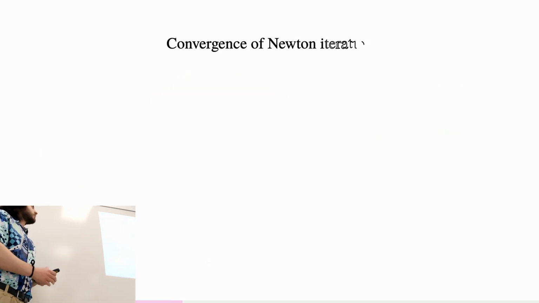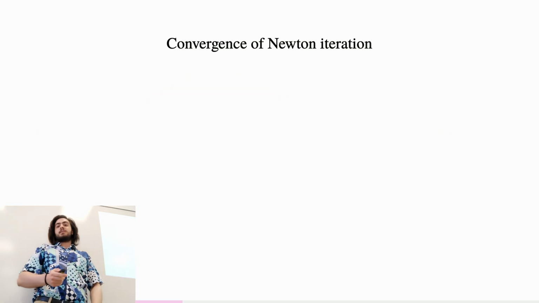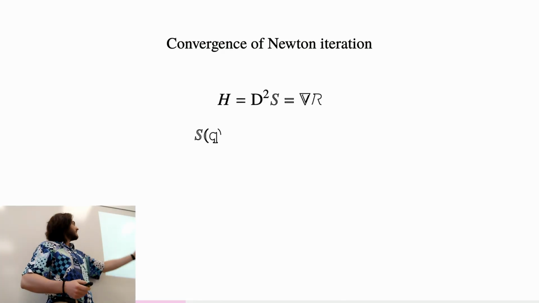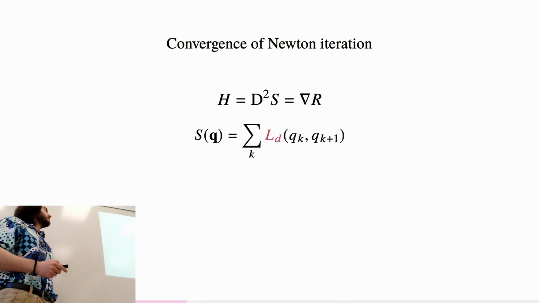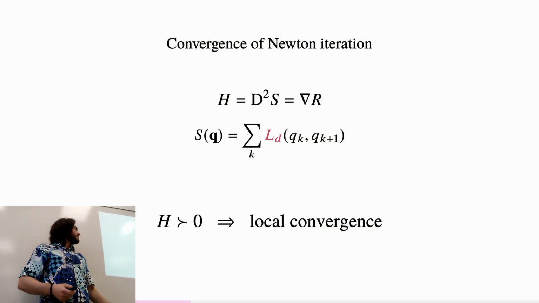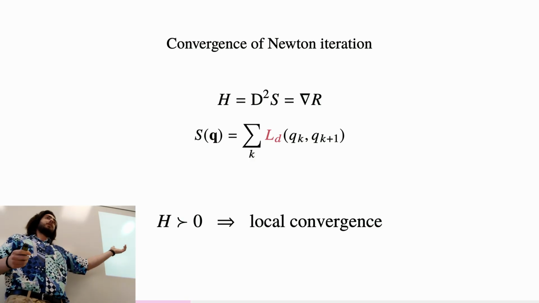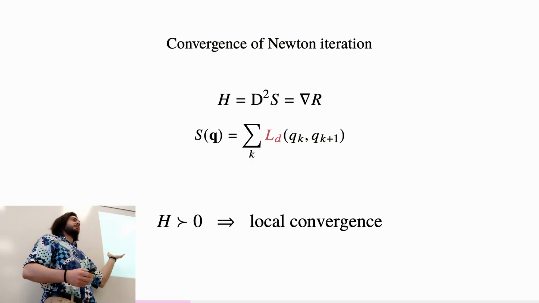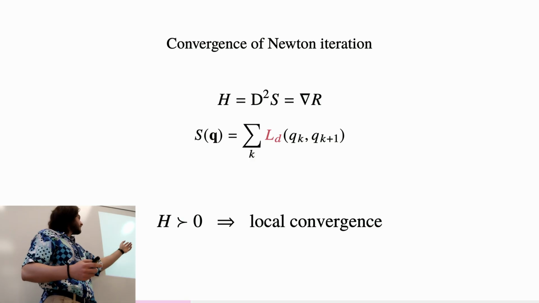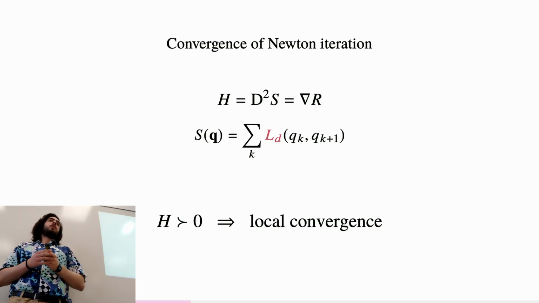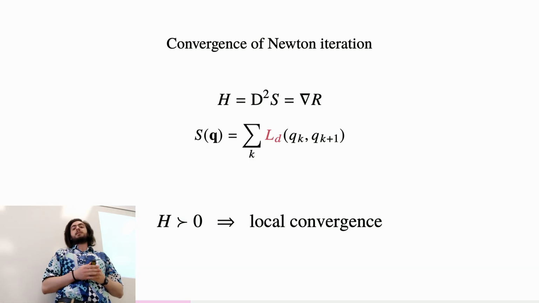Now, of course, it's always important to talk about the convergence of these algorithms. So in our case, the central piece is this, the Hessian of the discrete action. And namely, the main idea is that if the Hessian is positive definite, we have local convergence. This is a nice condition, except that it can be hard to calculate because checking the positive definiteness of a matrix needs O(n) cubed steps.